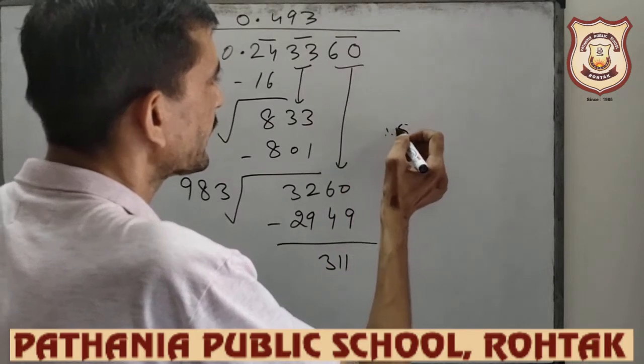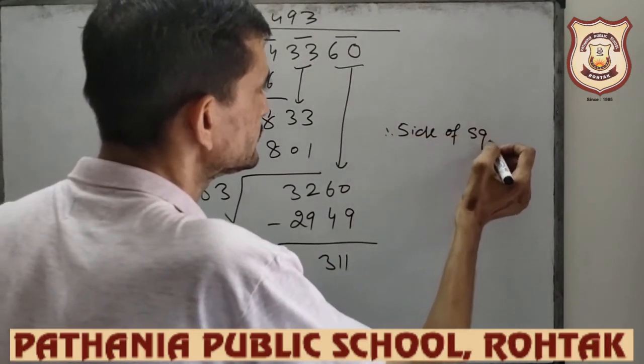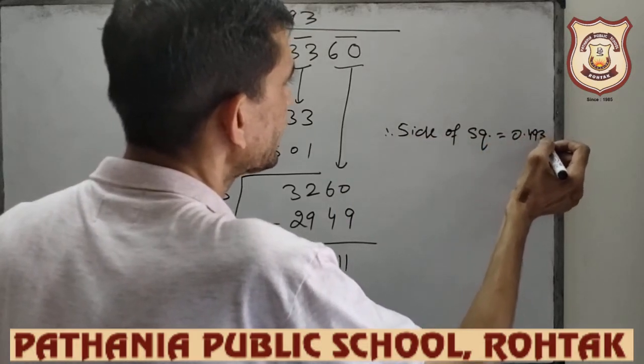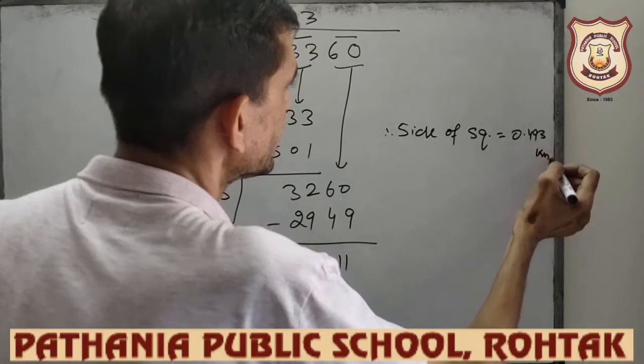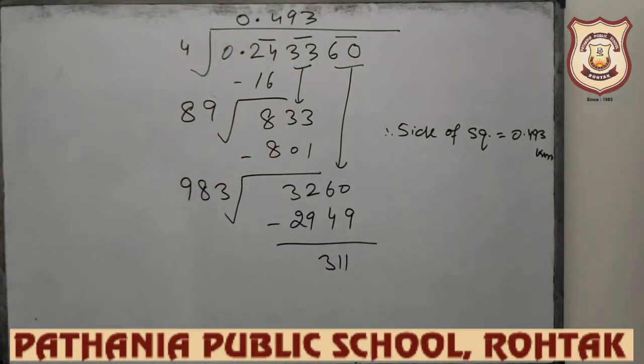Therefore the side of the square is equal to 0.493 kilometer. This is the answer. Up to 3 places of decimal, it is all right. 0.493.